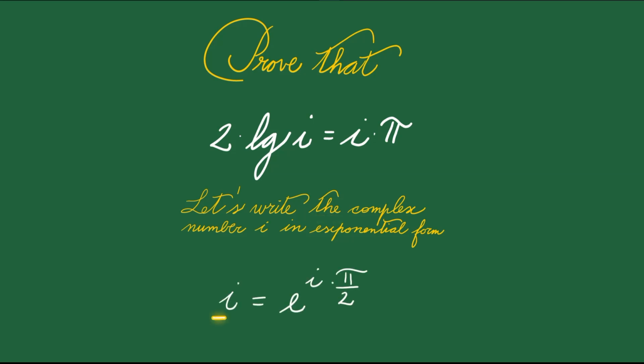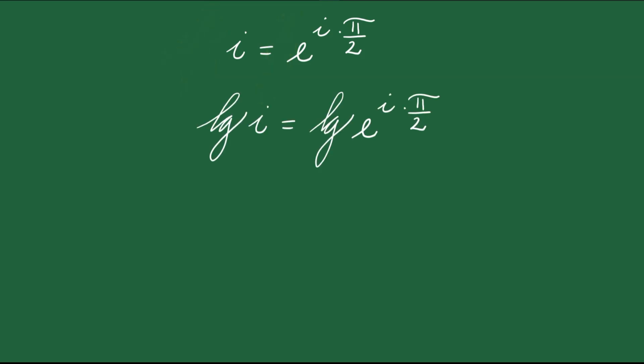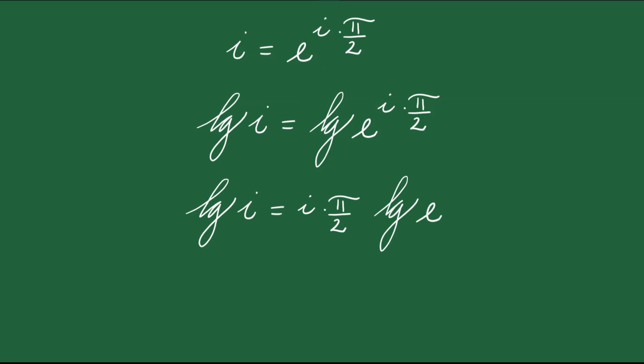Let's write the imaginary unit I in exponential form. I is equal to e to the power of I times pi over 2. Applying the logarithm to both sides of the equation, we get log I equals log e to the power of I times pi over 2. We apply the properties of logarithms and multiply the exponent of the argument by the logarithm. Since the base a logarithm of a is equal to 1, we can write 1 in place of base a logarithm of e.